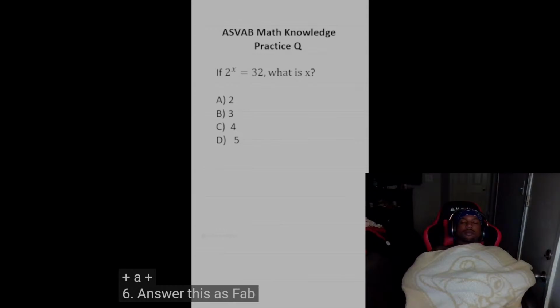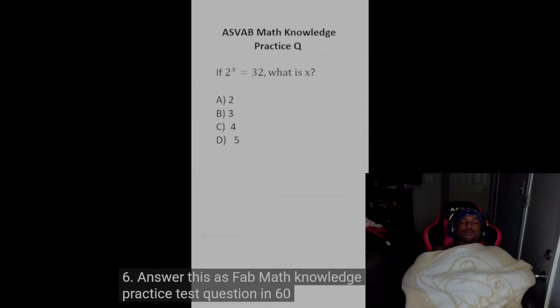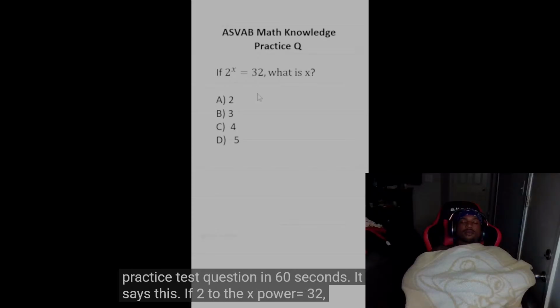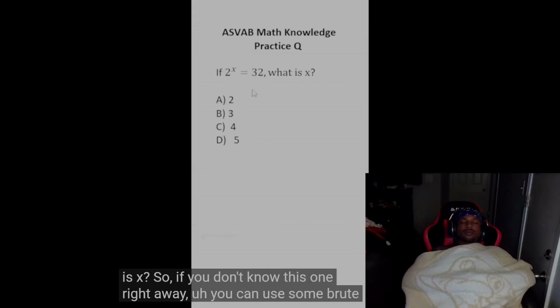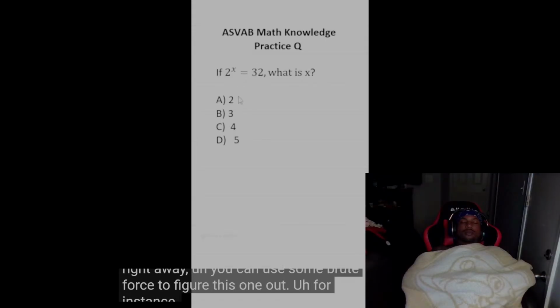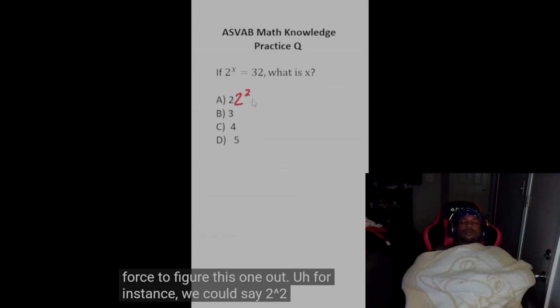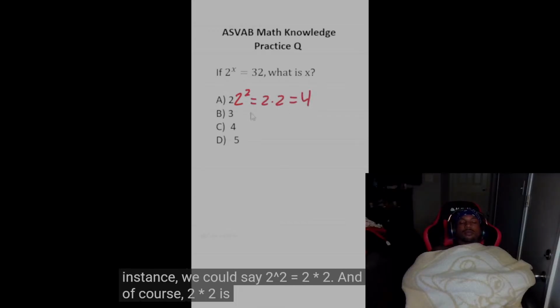Answer this ASVAB Math Knowledge Practice Test question in 60 seconds. It says this: if 2 to the x power equals 32, what is x? So if you don't know this one right away, you can use some brute force to figure this one out. For instance, we could say 2 squared equals 2 times 2. Of course, 2 times 2 is 4.